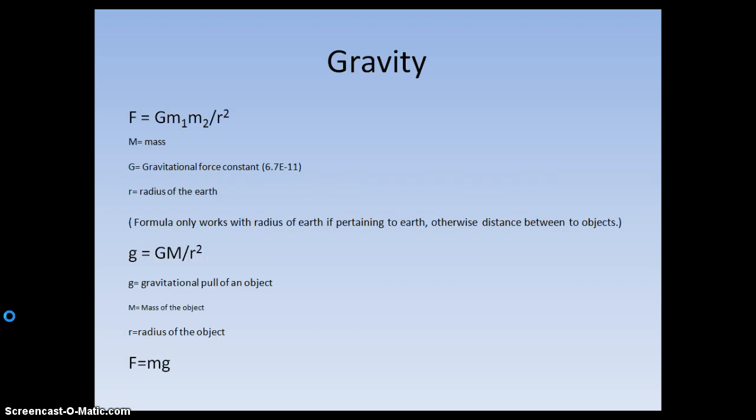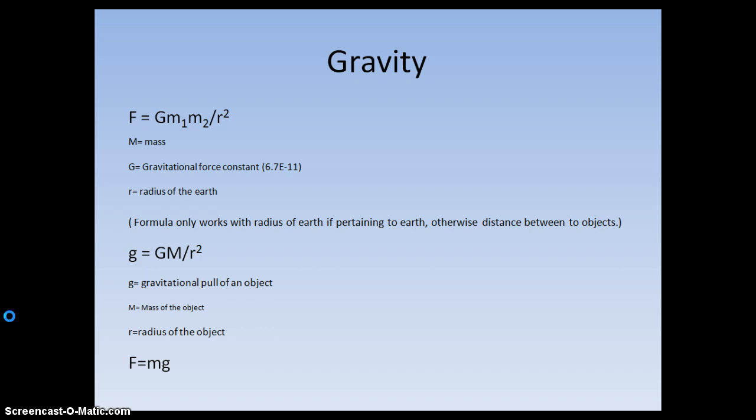How we're going to find the gravitational pull, the force per se, on an object is by using the formulas below, fundamental principles of physics that we're learning in class. So the first formula is how we're going to find the force pulled by two objects, one with mass 1, the other with mass 2, r being the distance in between. R is an abbreviation for radius, usually using this formula using the radius of the Earth as the distance. Also using the big G, gravitational force constant, which is 6.7 times 10 to the negative 11th.